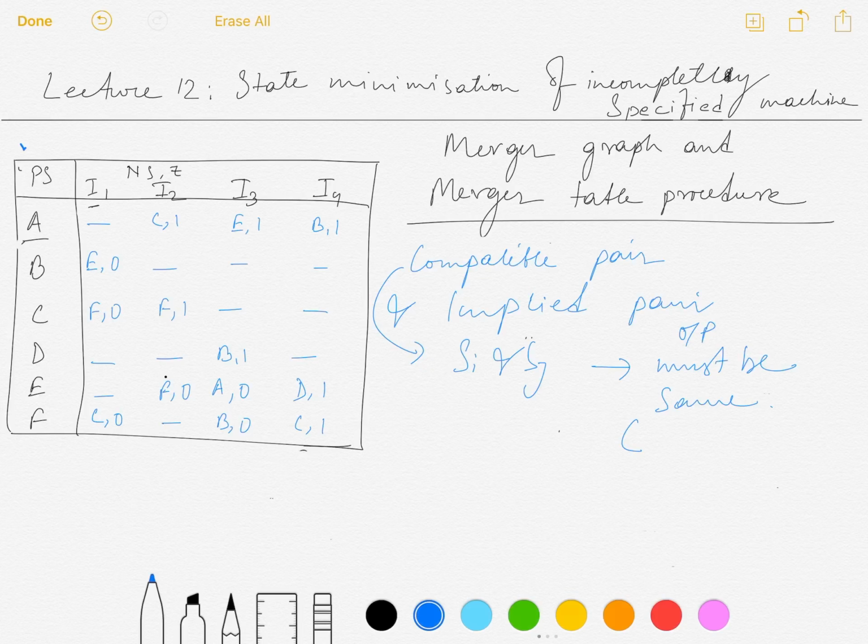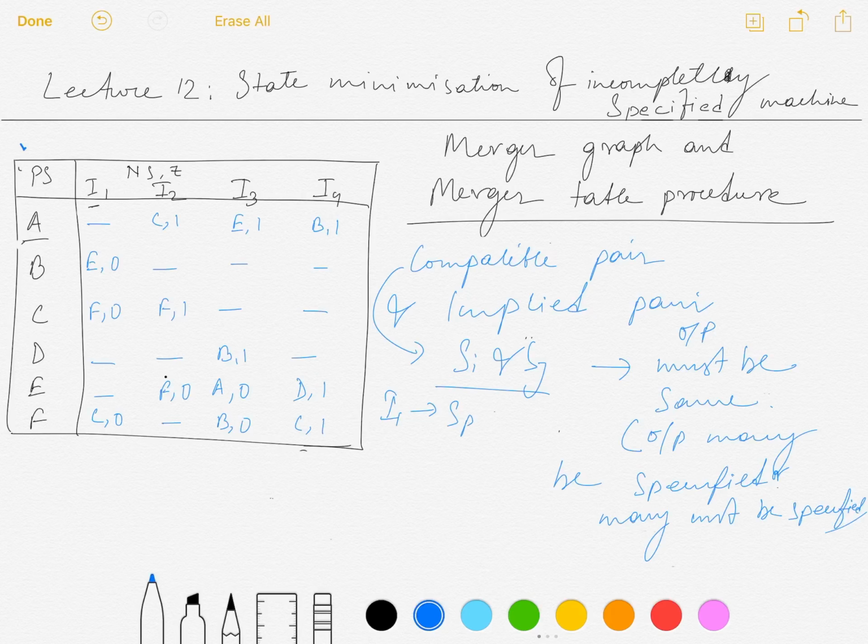So, output must be the same means that the output may be specified or may not be specified. Now, if all the outputs are specified, that means output and next states are all specified. Suppose for a particular input I1, for Si and Sj, the next states are Sp and Sq, which are specified. Then Si and Sj will be compatible if the outputs are the same, as well as the specified next states Sp and Sq. These are called the implied pair.